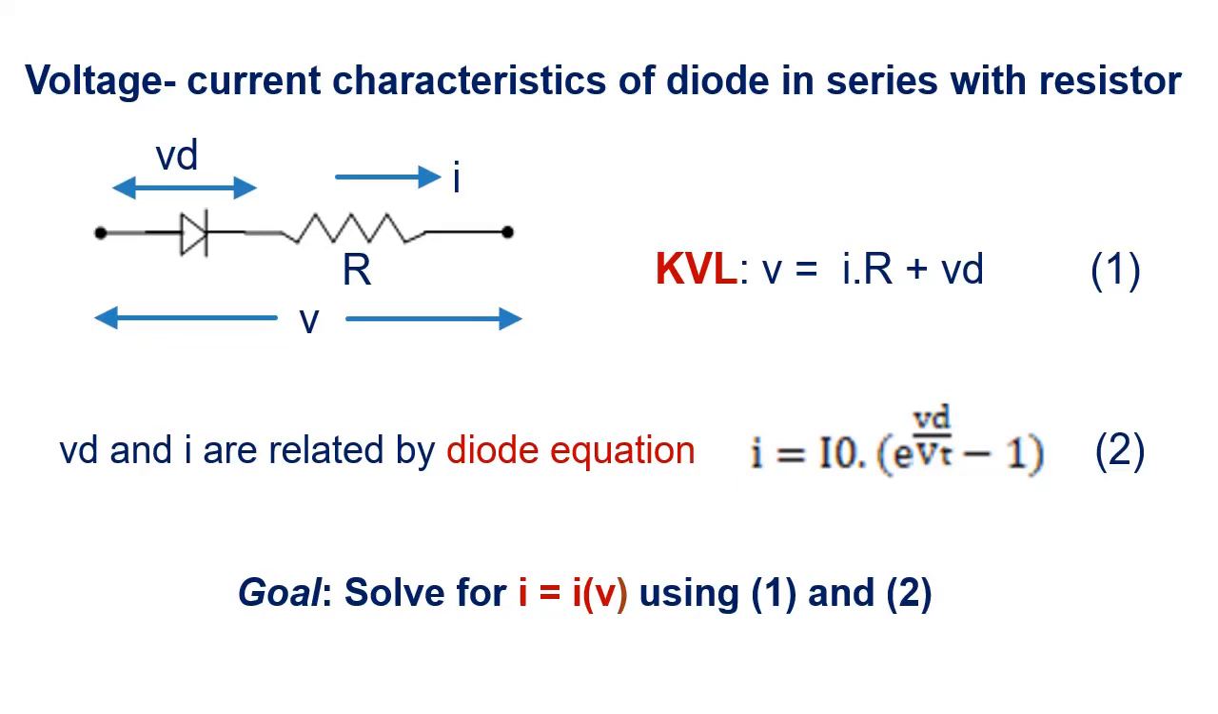We treat the diode in series with resistor as a composite circuit element. Our goal is to create a voltage-current relationship for this circuit element. Using KVL, we get equation 1. Equation 2 is the diode equation introduced earlier. Our goal is to express current as a function of voltage using equations 1 and 2.